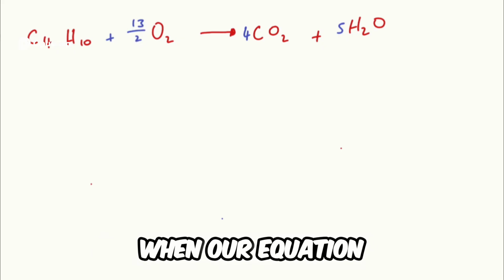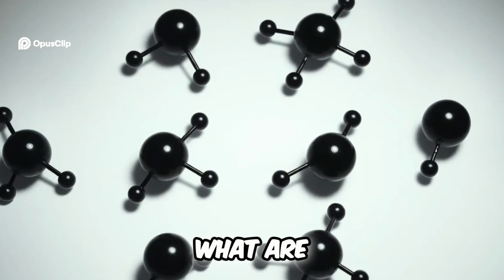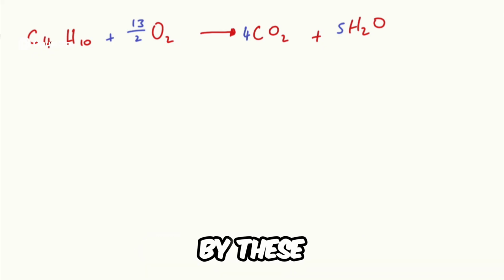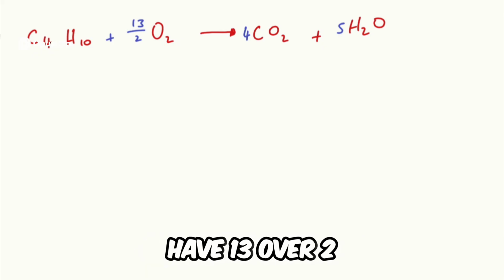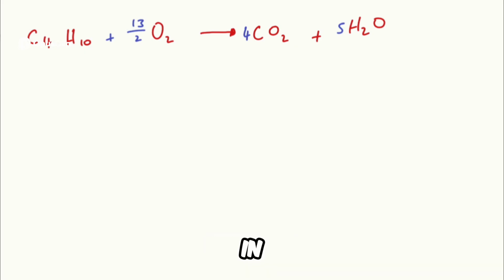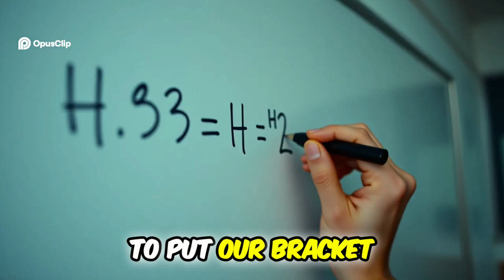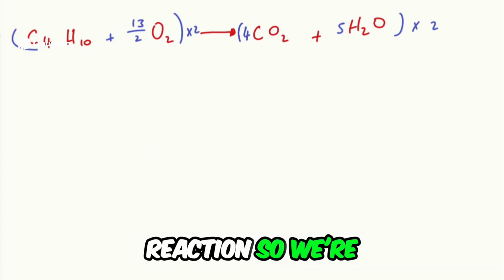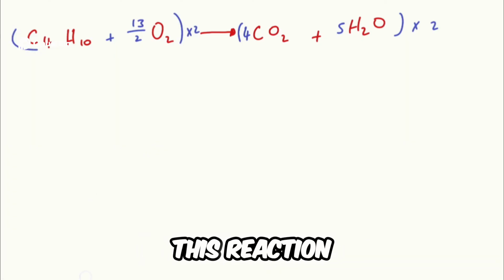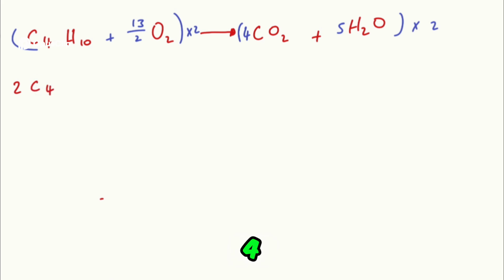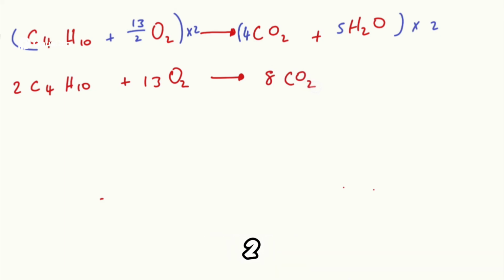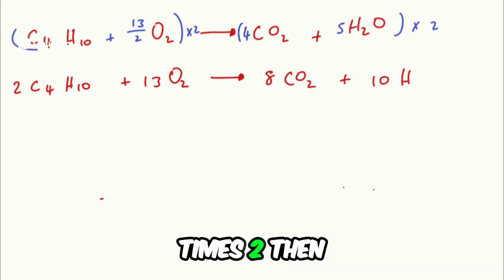So when our equation has an odd number, what are we doing so that the equation should balance? We are going to multiply by this 2. Since we have 13 over 2, we're going to multiply using this 2 in all of this reaction. So we're going to put our bracket, then multiply by 2. So this reaction is going to be 2C4H10 plus 13O2. 2 times 4 it's 8CO2 plus 5 times 2, 10 H2O.